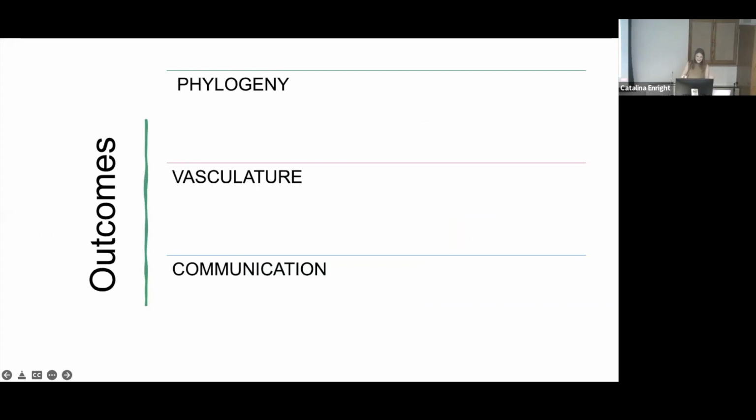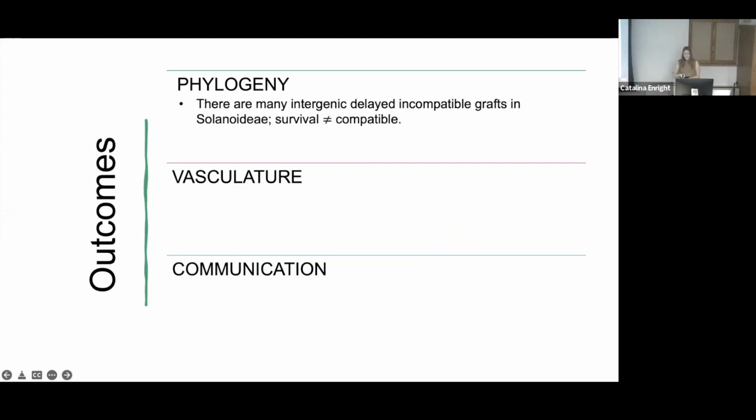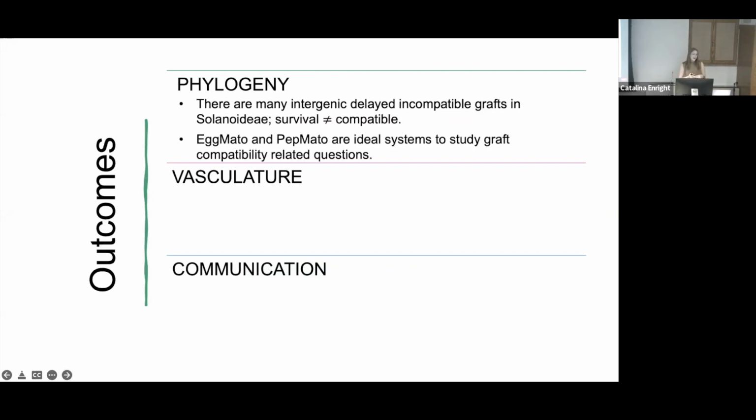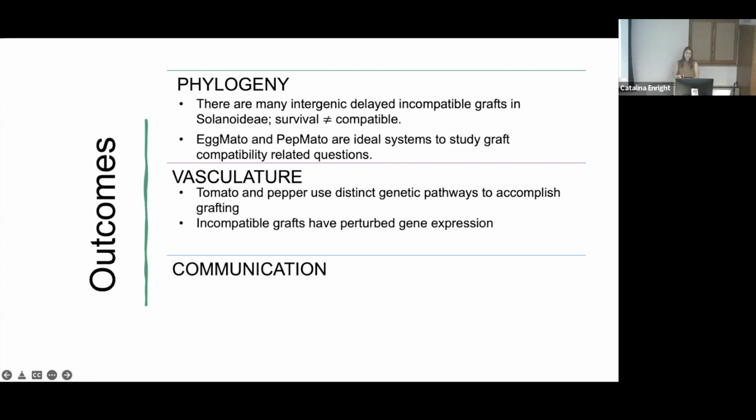And so, at the end of all of this, I can say that I've generated a lot of knowledge about graft incompatibility in each of these hypotheses. Under phylogeny, I was able to show that there are many intergeneric incompatible grafts in the Solanoideae, and most importantly, that survival does not equal compatibility. Also, I showed that eggplant-tomato and pepper-tomato are ideal systems to study graft compatibility related questions. Under vasculature, I was able to show that tomato and pepper utilize distinct genetic pathways to graft, that incompatible grafts have perturbed gene expression, and that WOX4 is required for grafting in tomato.